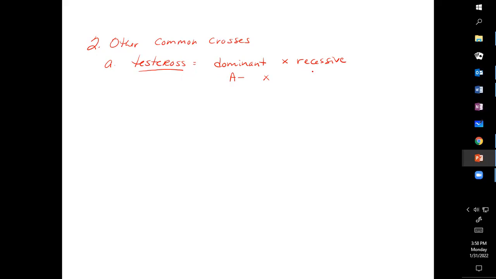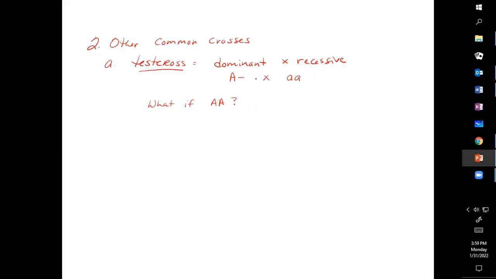What do we always know about the genotype of a recessive? We know the genotype of a recessive. It is homozygous recessive. So the dominant and recessive. If we look at the outcomes of a test cross, what if the dominant individual was homozygous? What would be the result?